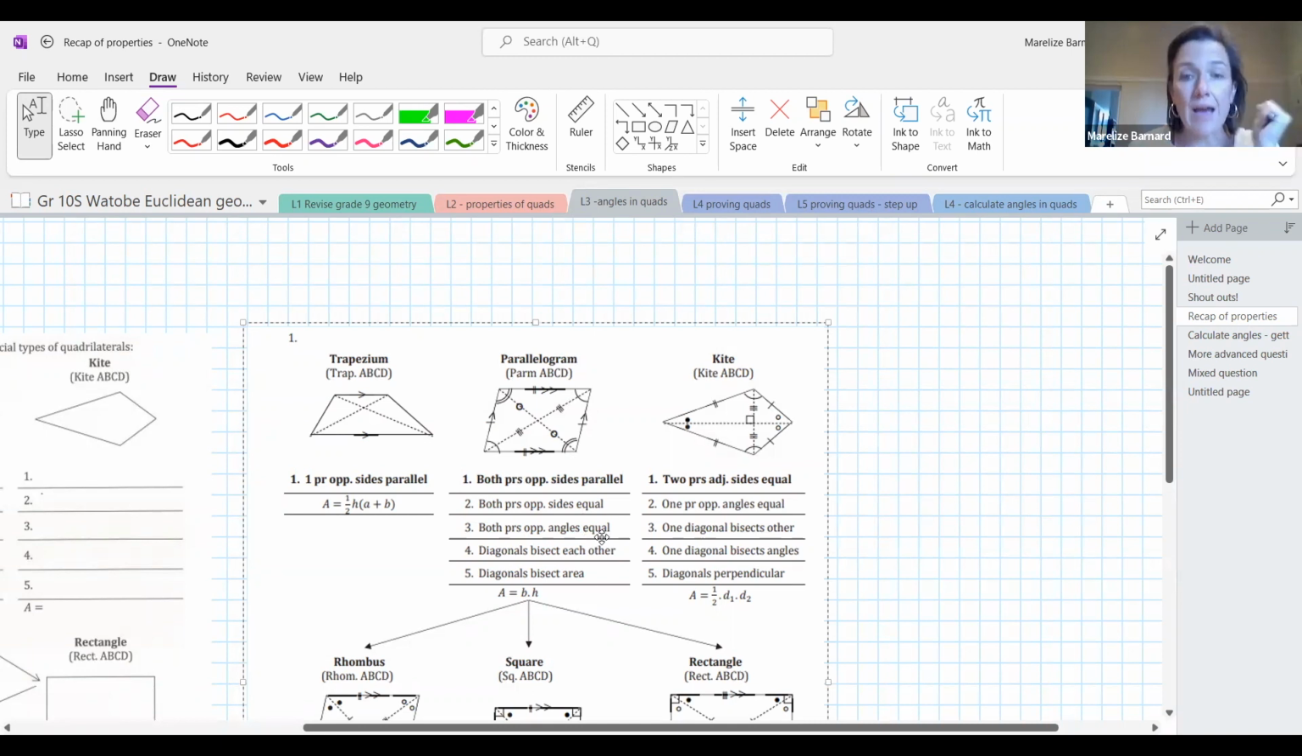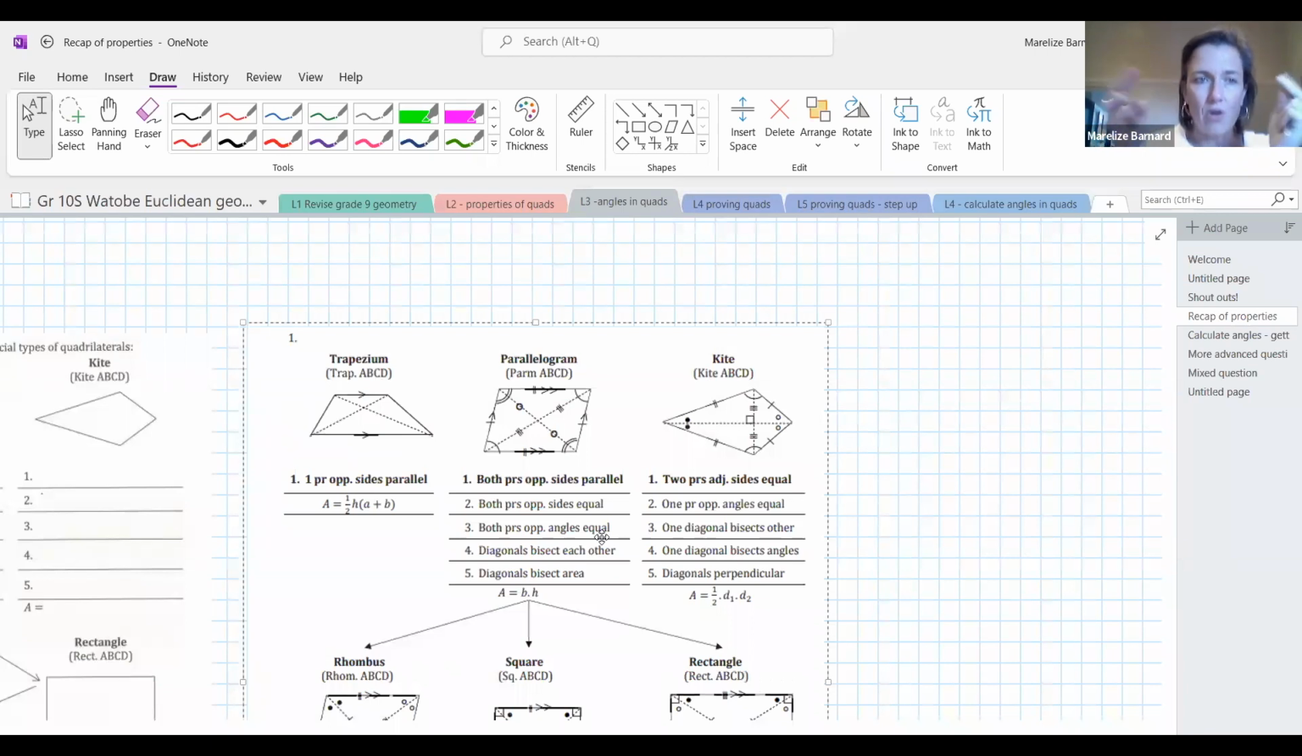Okay, so the highlighted property is what we say is the defining characteristic of that shape. So both pairs of opposite sides parallel. That is what makes a parallelogram. And then the other ones follow from that. If it wasn't for that first property that's highlighted, that shape will not be a parallelogram. It would be something else.